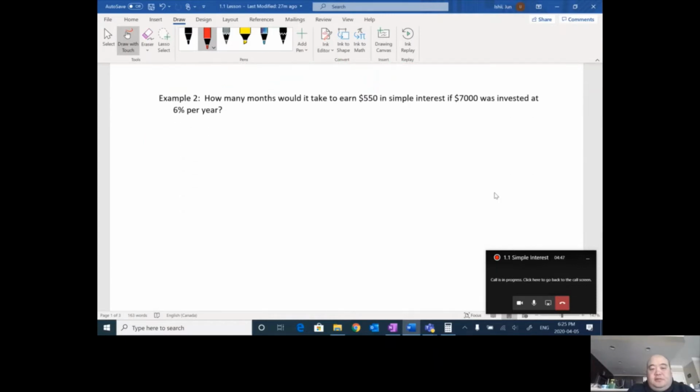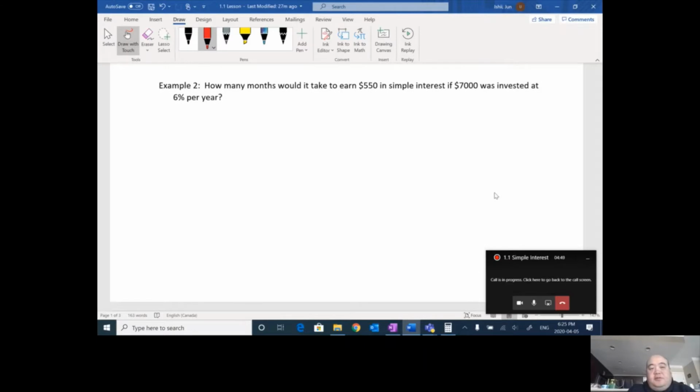Next question is asking, how many months would it take to earn $550 in simple interest if $7,000 was invested at 6% per year? If we break this down, the things they're giving us are the 550, which is your interest, 7,000 is the principal, and 6% is the rate. Again, we'll use it in the formula as a decimal.